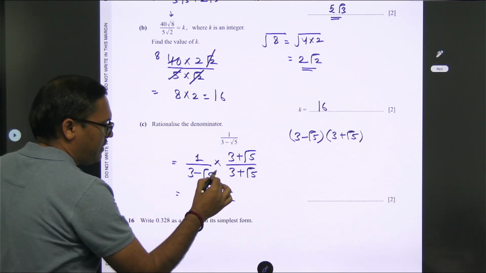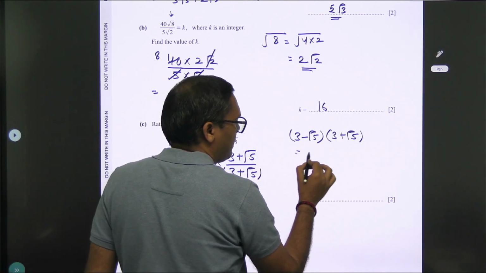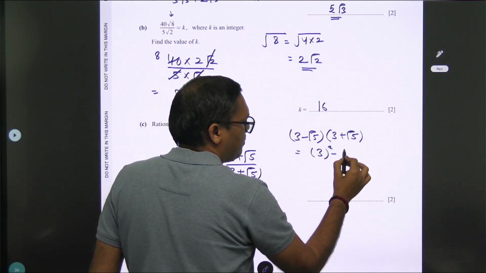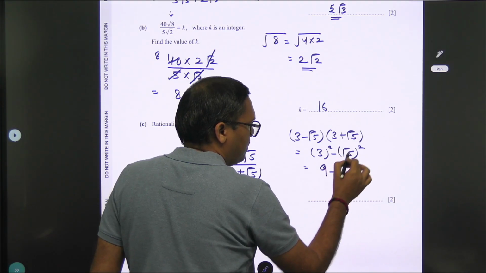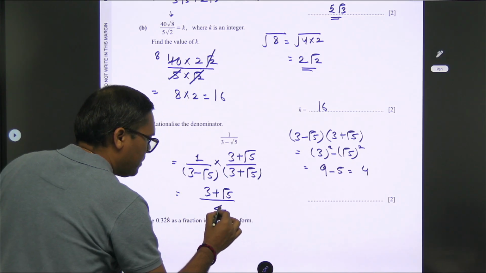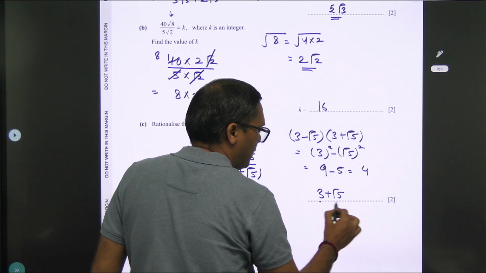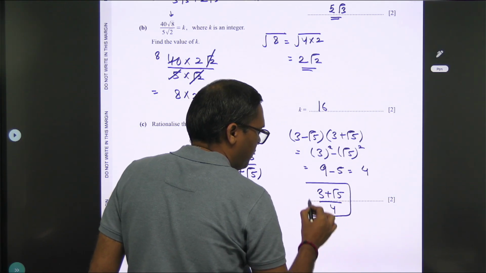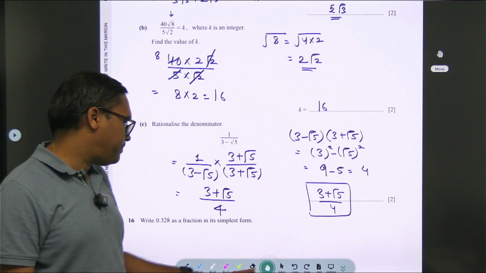Okay, this will be multiplied with this. So what is this? This is a plus b into a minus b. So this is a square minus b square, that is 3 square minus root 5 square. What is 3 square? This is 9. What is root 5 square? This is 5. So what is this value? 4. So what is the denominator? This is equal to 4. So what is the answer? This is 3 plus root 5 divided by 4. That is the answer for this question. The denominator we have rationalized. Okay.